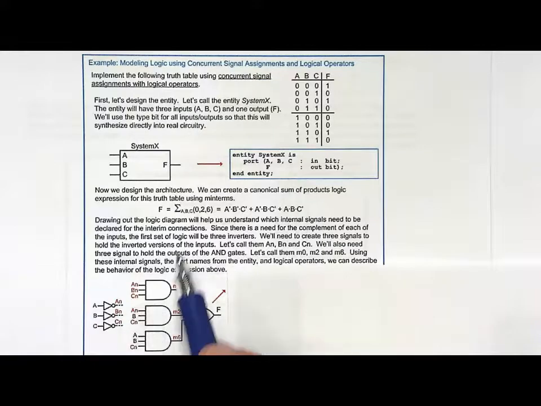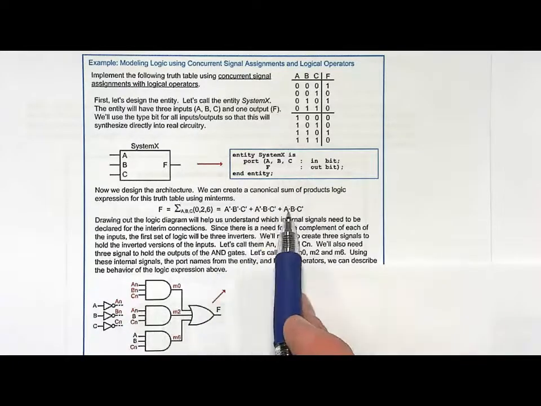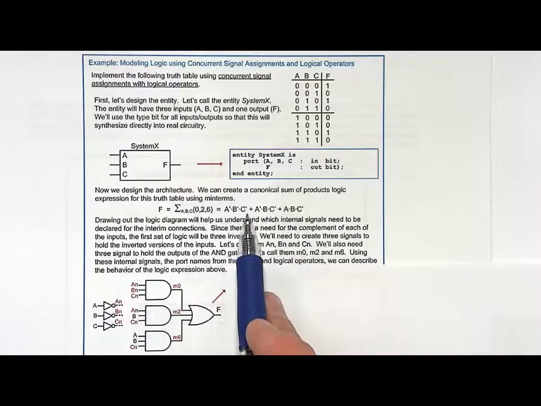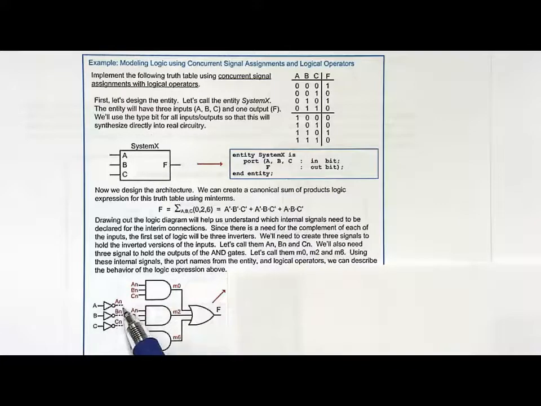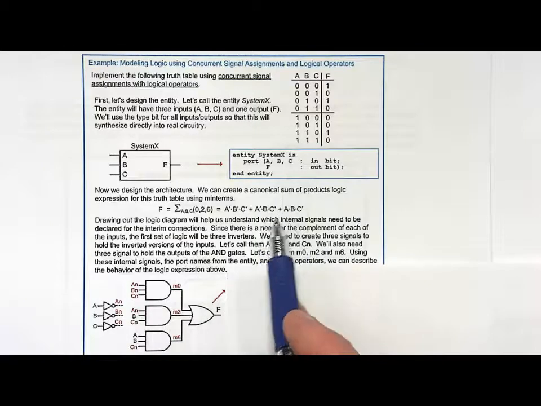So what I'm going to do is, here's the logic expression that I'm going to implement. So A naught ANDed with B naught ANDed with C naught, ORed with A naught ANDed with B ANDed with C naught, ORed with A ANDed with B ANDed with C naught. So I'm going to bring in A, B, and C, and I'm going to invert all three of them and create internal signals called AN, BN, and CN. Those will then be used in three input AND gates that each represent these minterms. I'm going to create three internal signals called M0, M2, and M6 that receive these products, and then I'm going to OR them all together and drive the output F.